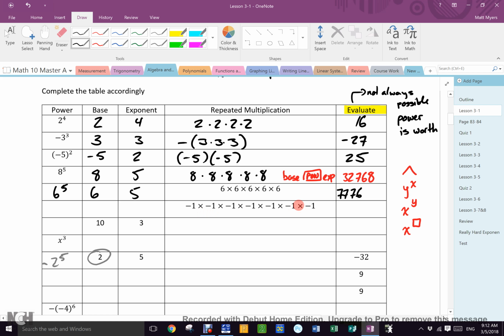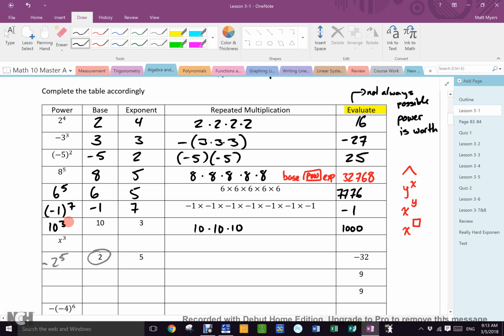Now, what's that one? It's tricky. What's the base? Negative 1, because the negative repeats each time. How many of them are there? 7. What's the power? Bracket negative 1 to the 7th, because the negative repeats each time. And the value? Negative 1. Good. Base 10, exponent 3. 10 times 10 times 10. 1,000. 10 to the 3rd.